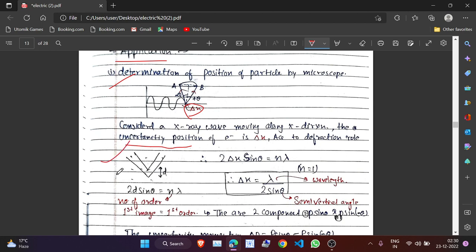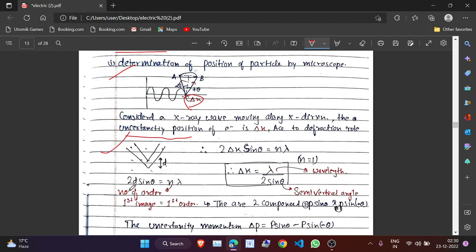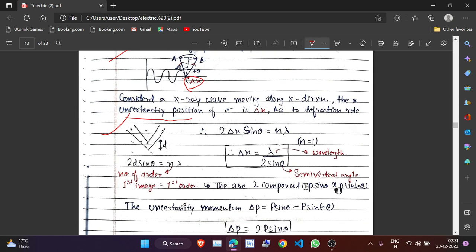What is the diffraction rule? The diffraction rule states that 2d sin theta is equal to n lambda, where n is the number of order, either the first order or so on. And d is the distance between the two slits, between the two parts of the microscope, and theta is the semi-vertical angle.